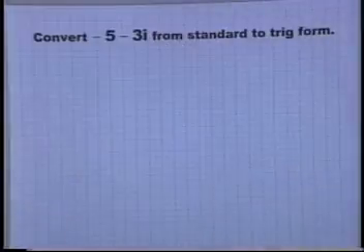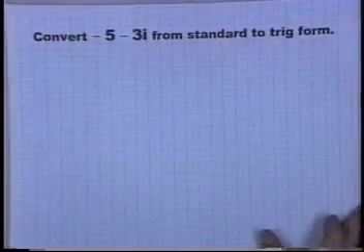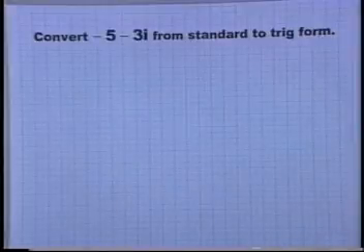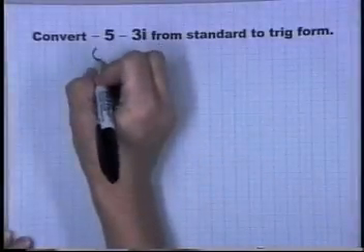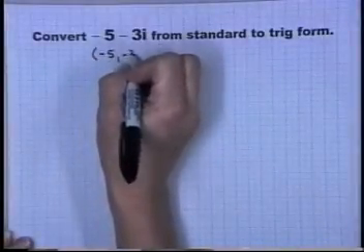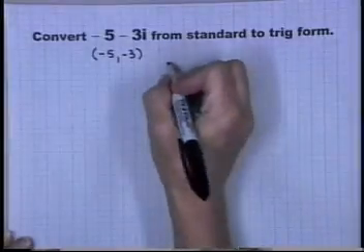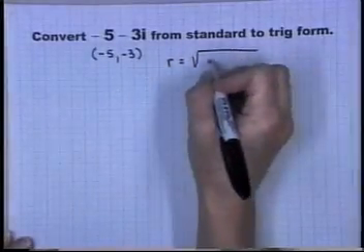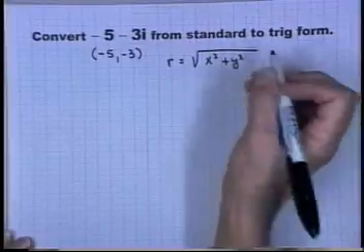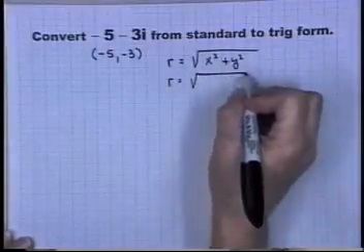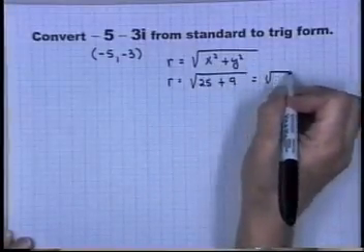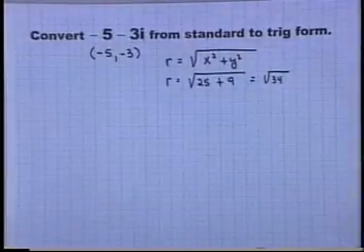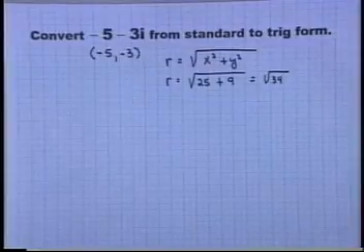Okay, I have one other example I want us to look at here. Convert negative 5 minus 3i from standard to trig form. Okay, our ordered pair would be negative 5, negative 3. So r is the square root of x squared plus y squared. Alright, so if I square x, I get what, 25? And if I square y, I get 9. That gives me the square root of 34. Let's see, 2 times 17. No, we can't reduce that, so we'll just leave it the square root of 34.